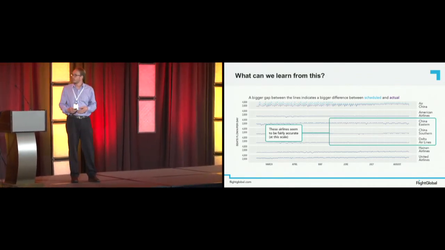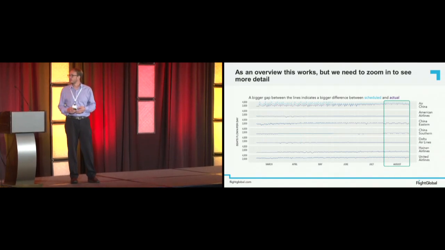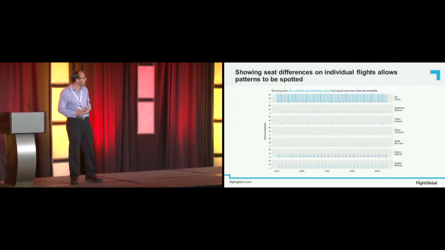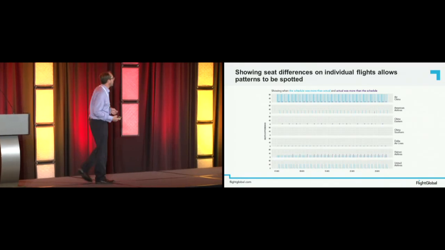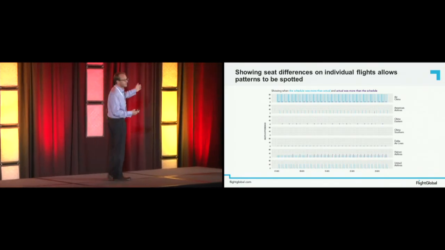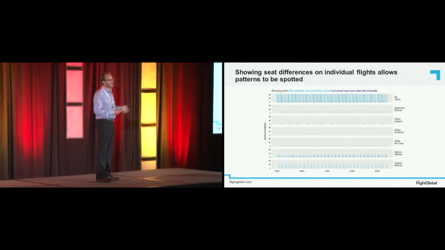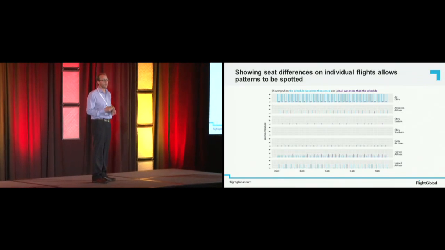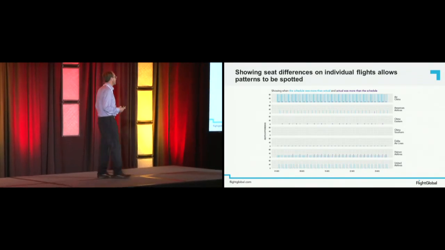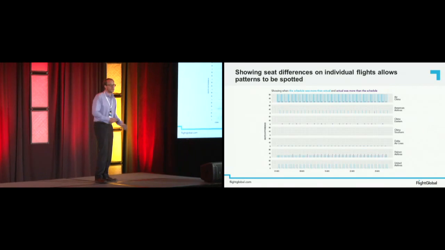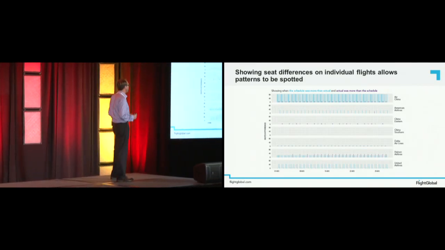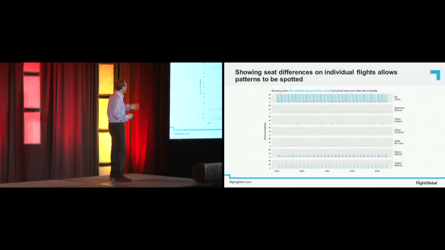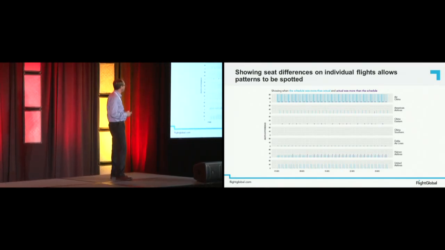But what's quite useful is if we drill into August, for example, we can see that's not necessarily the case. So here each line is a flight. The bigger the line, the bigger the difference between the actual and the scheduled. The light blue is when the schedule overstates it, and purple is when the schedule understates it. So you begin to see with Air China there, there's all kinds of stuff going on.